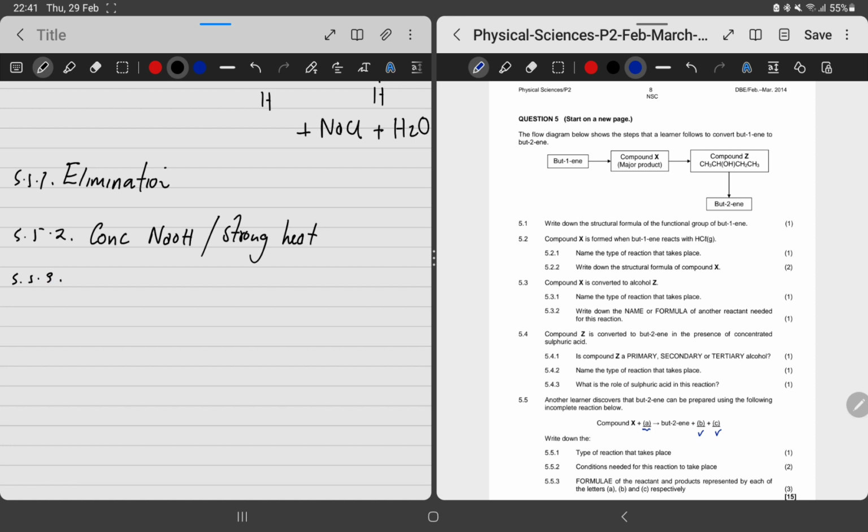3. Formula of the reactants and product represented by each of the following letters. So your A is a strong concentrated base, and then your B is going to be the salt, and then your C is going to be the water.